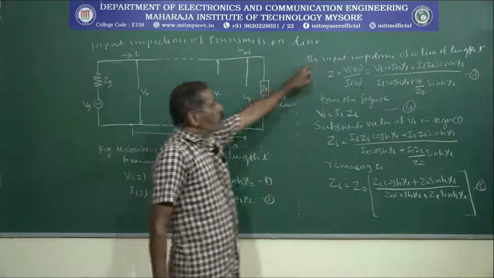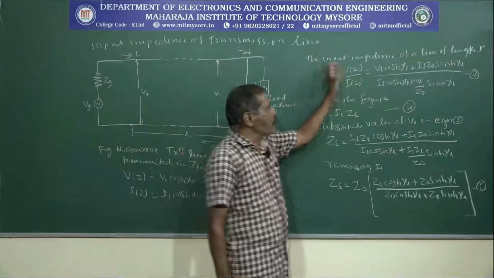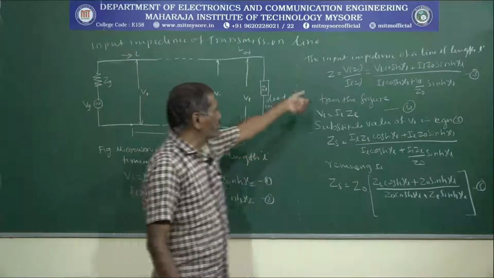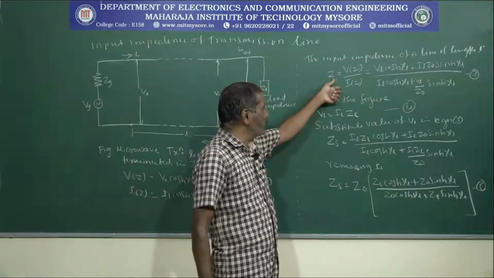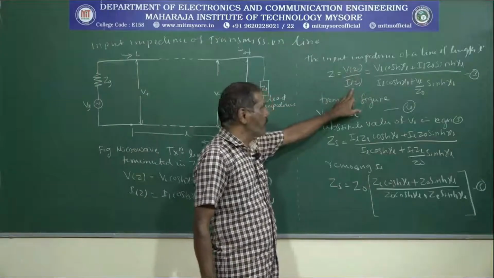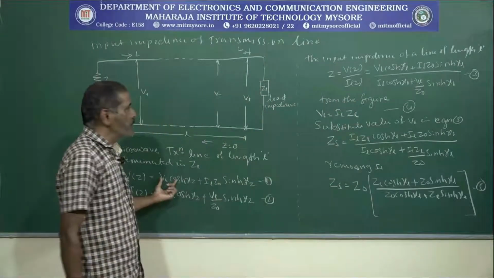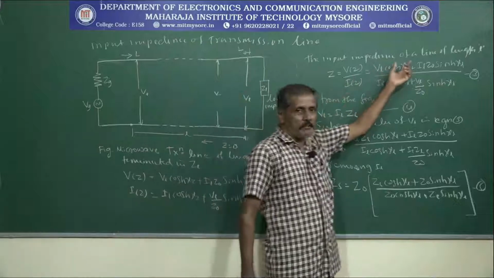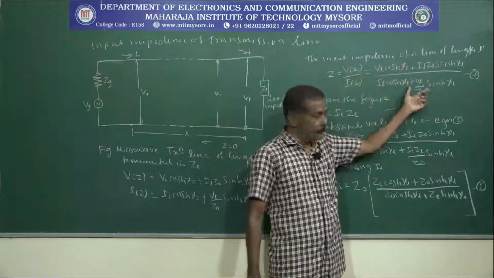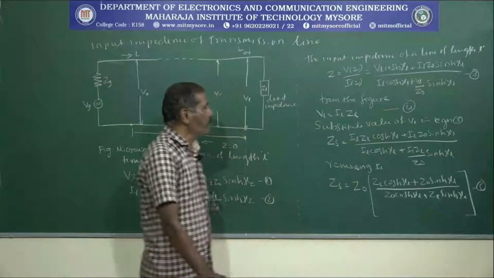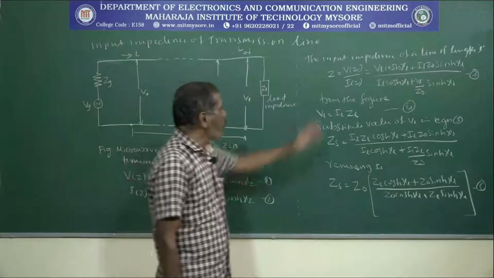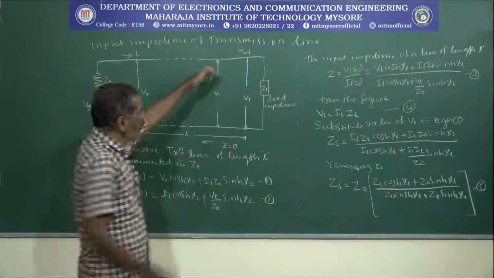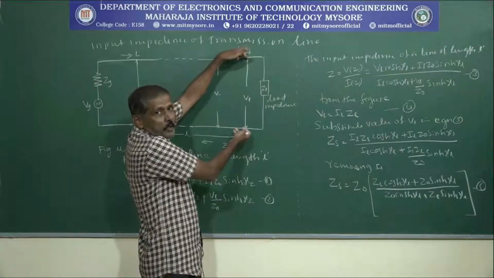Then we are supposed to calculate the input impedance of a transmission line of length L. The input impedance is given by Z is equal to V of Z divided by I of Z. So here you have V of Z and here you have I of Z. Substitute the value of V of Z here and the value of I of Z here.